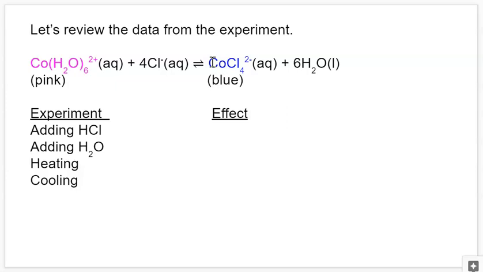However, there are a couple things that we can do to this equilibrium to upset it and cause it to shift more in one direction. And you saw in the video that the different things that were done were to add hydrochloric acid, aka adding more chloride ions to the solution, adding water, which will add more water molecules, of course, and then heating and cooling the system, either by putting it on a hot plate or putting it in an ice bath.